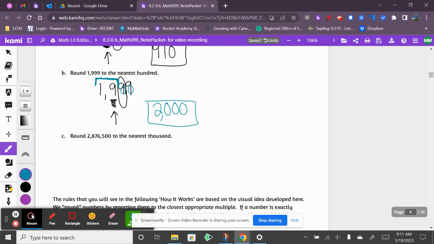For part C, if we round this to the nearest 1,000, my number that I'm going to underline is the 6, and I'm going to circle the 5. The 5 tells me I'm going to round up. So the 6 will become a 7. And the rest following will become zeros.